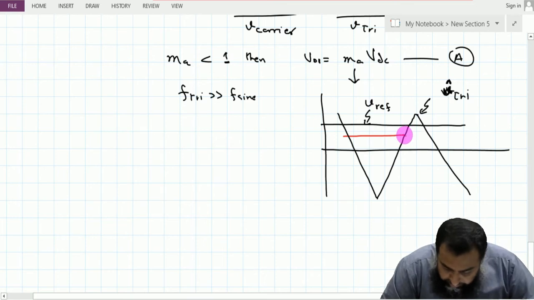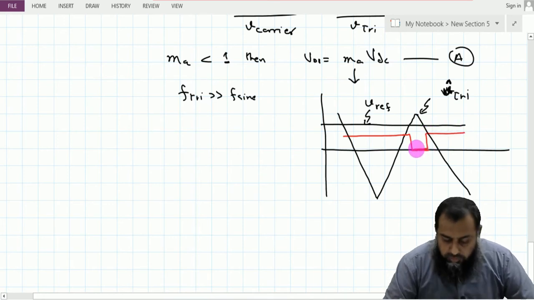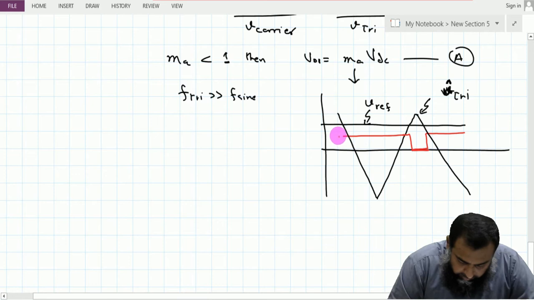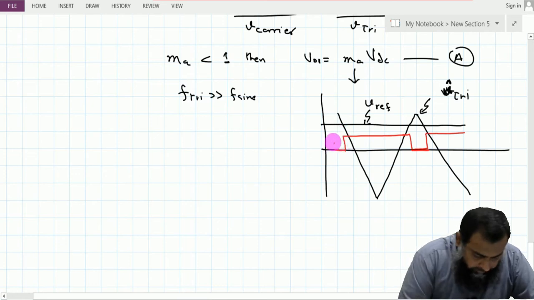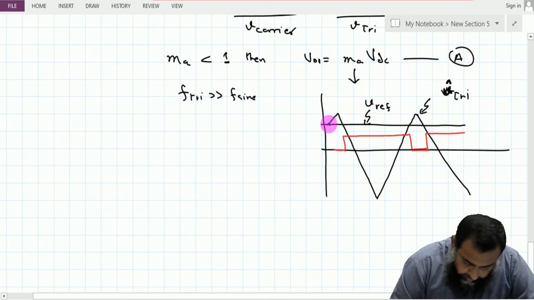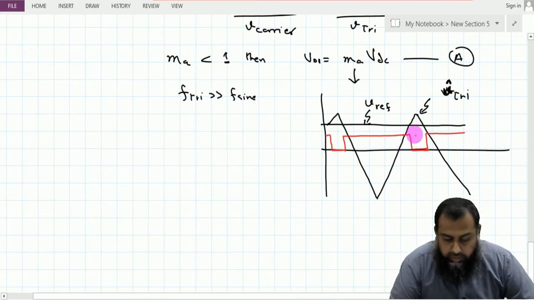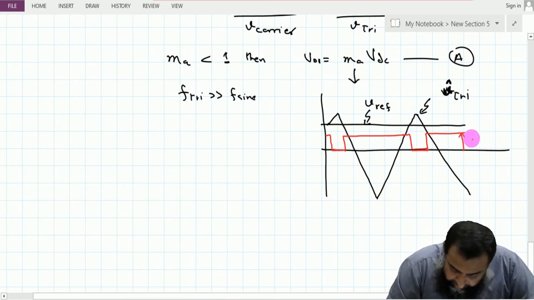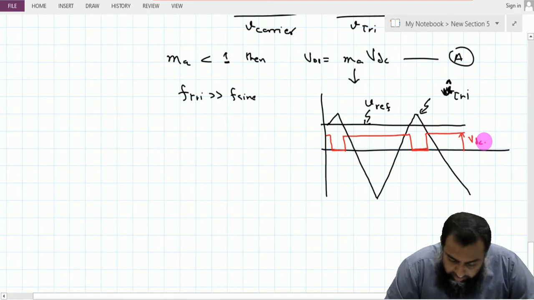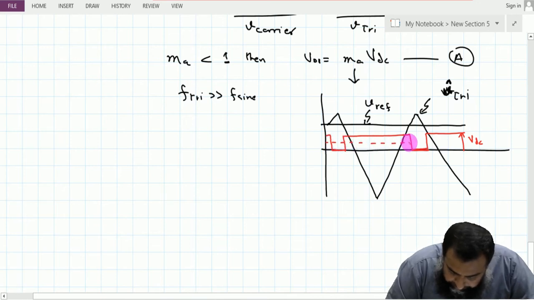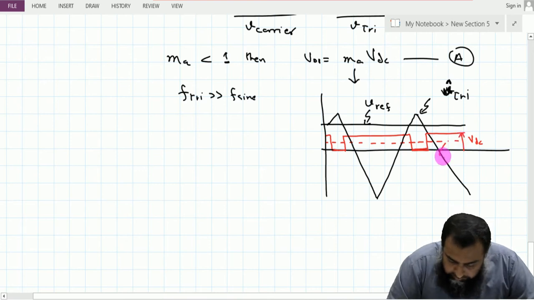Here we have the output voltage equal to VDC. Here we have the output voltage equal to 0, and therefore you can see that this particular waveform is what we get at the output, and this is at a maximum of VDC. Therefore the average value of this red waveform will appear somewhere here. Let us say it is somewhere here. So this is the average, V A naught.